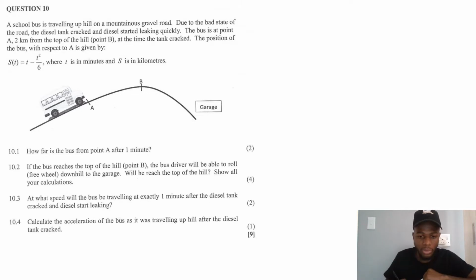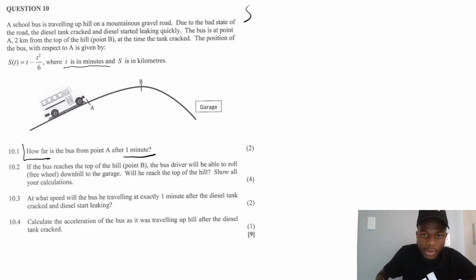Okay, so I need you to analyze this question first. What are we determining here? The question says, how far? This automatically means we are calculating the length or the distance. After 1 minute, we've been given what? A minute, or the value of t, because t is in minutes. So we've been given the value of t. We are calculating s. So I'll use this equation.